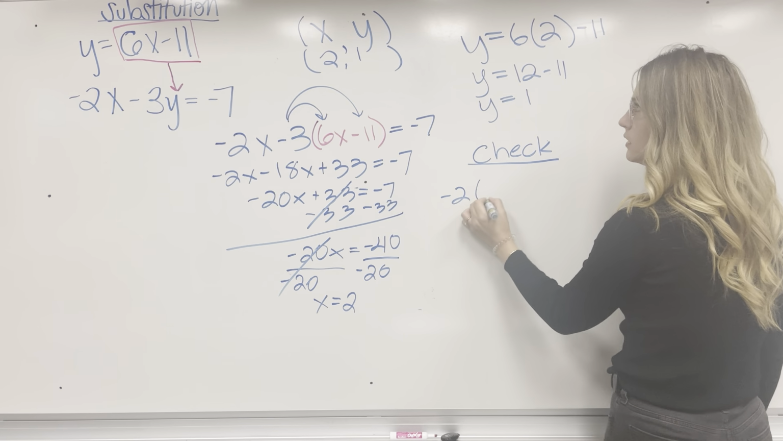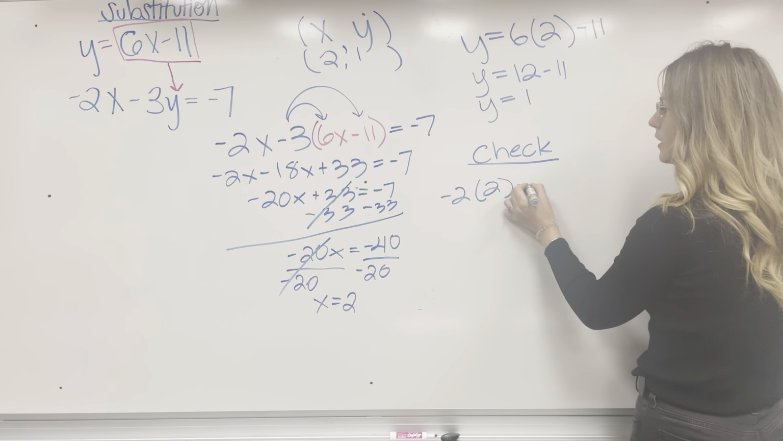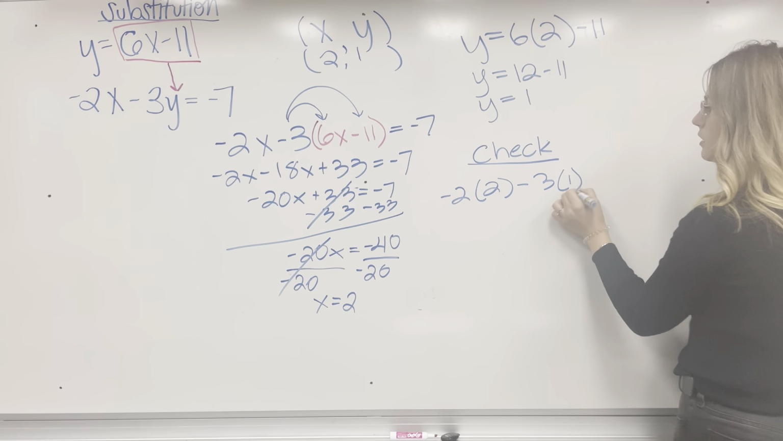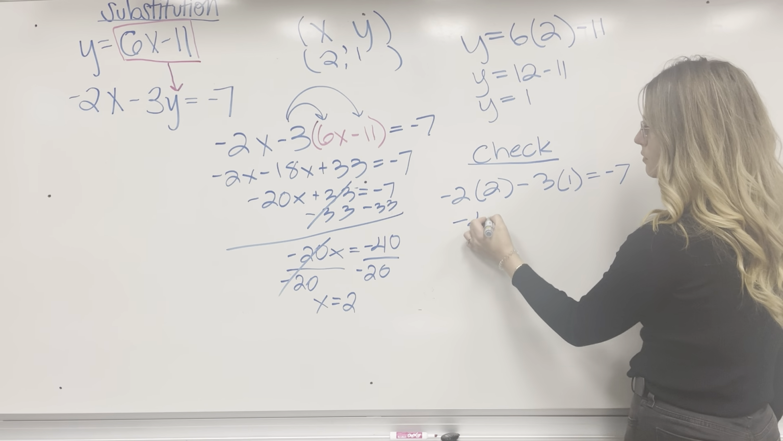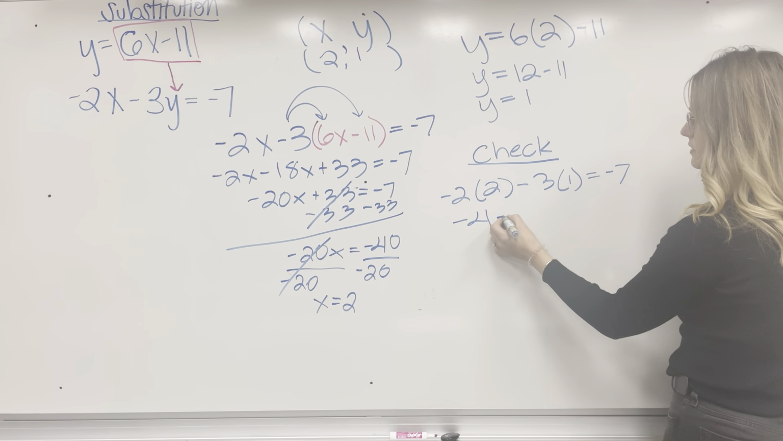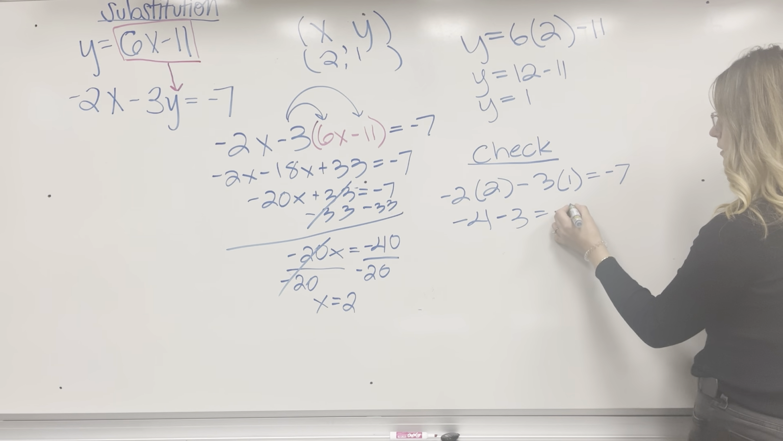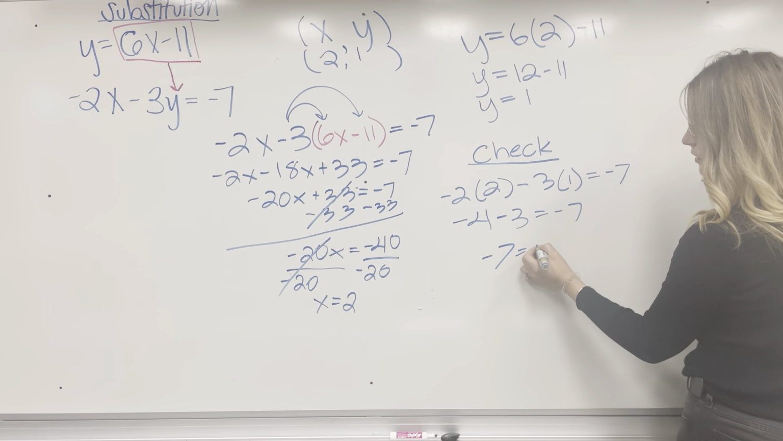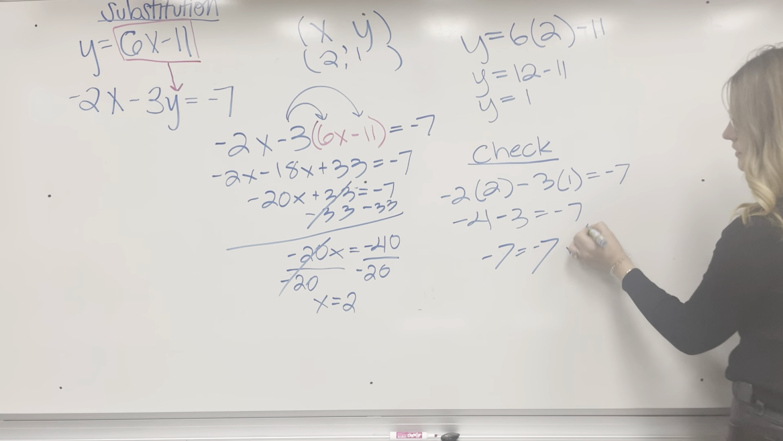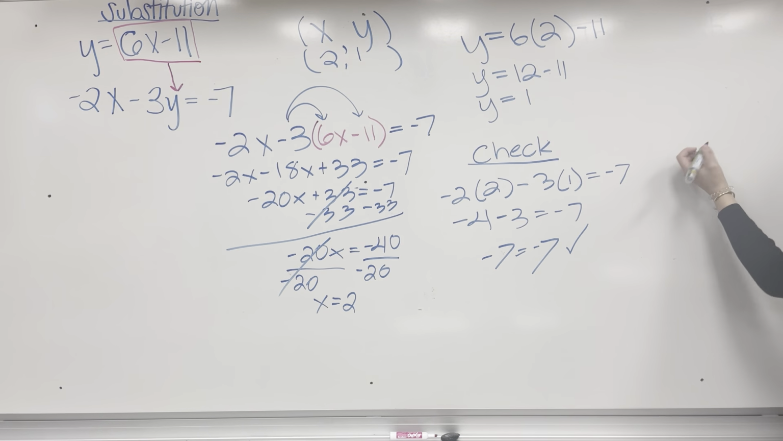Negative 2 times positive 2 minus 3 times positive 1 equals negative 7. Negative 2 times 2 is negative 4. Negative 3 times 1 is still negative 3. Negative 4 minus 3 is negative 7, and negative 7 equals negative 7. So we are right. The coordinate for where these two lines would intersect would be 2, 1.